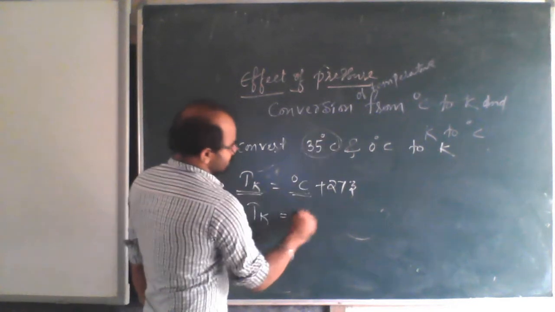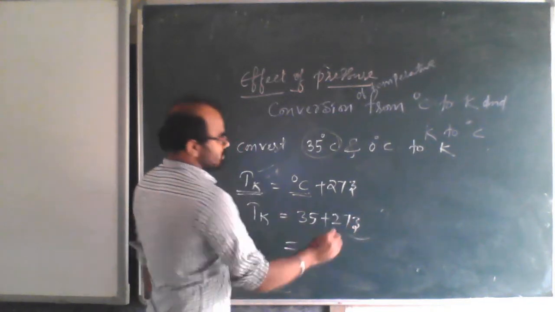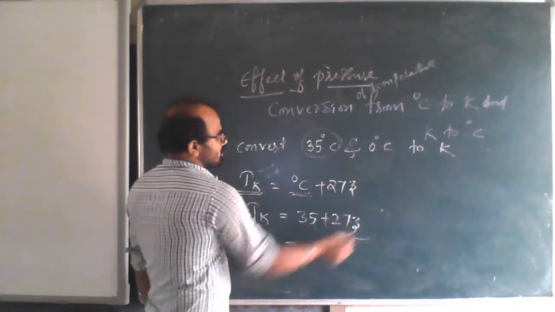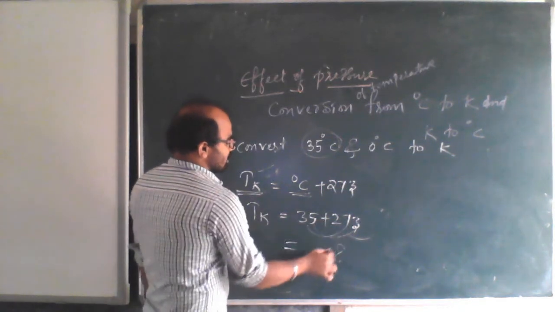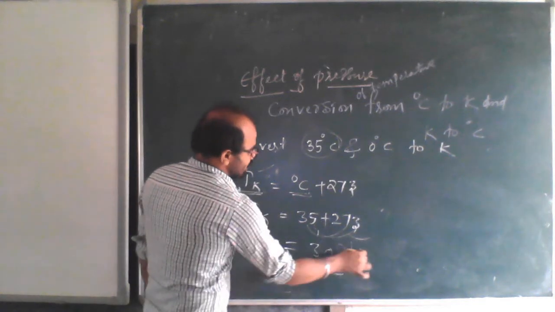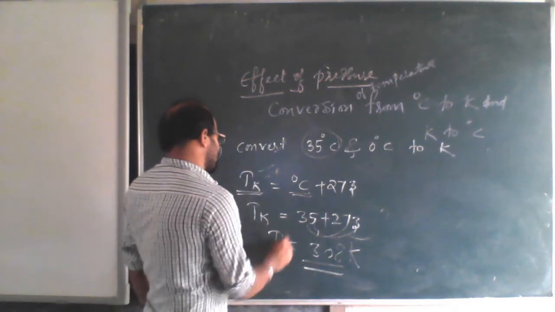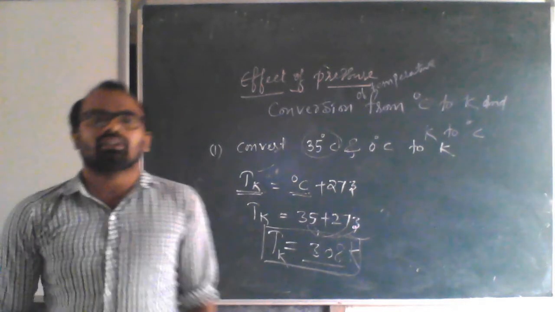35 is given, plus 273. So what is my answer? 5 plus 3 is 8. Then 7 plus 3 is 10, 1 will carry over to 1. 308 Kelvin. The temperature required in Kelvin is 308 Kelvin.